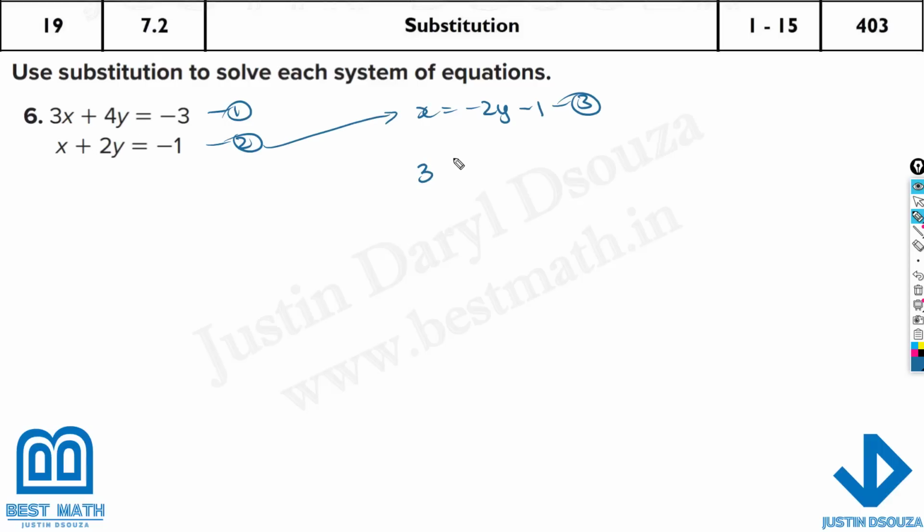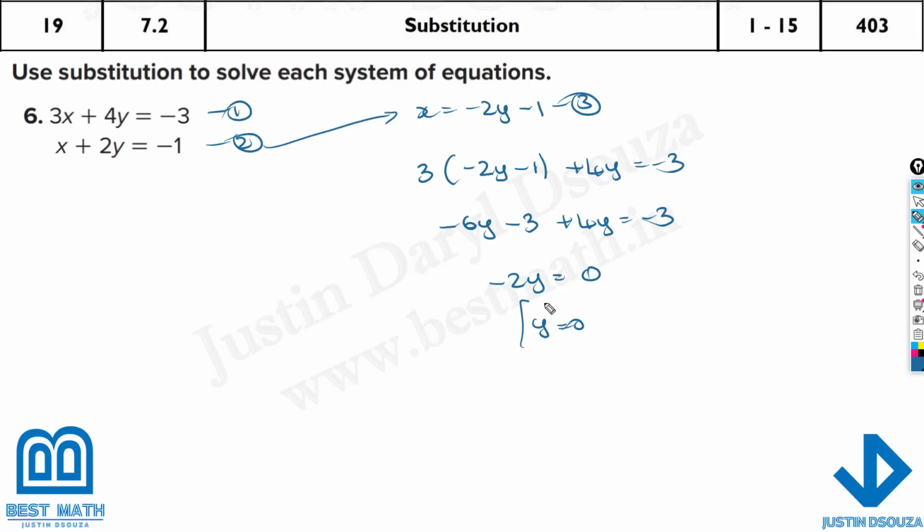Over here, instead of x, what do I have? Minus 2y minus 1 plus 4y equals minus 3. So here it will be negative 6y minus 3 plus 4y equals negative 3. And when you simplify this, it will be minus 2y, and this to the other side will be 0. So y is equal to 0 here.